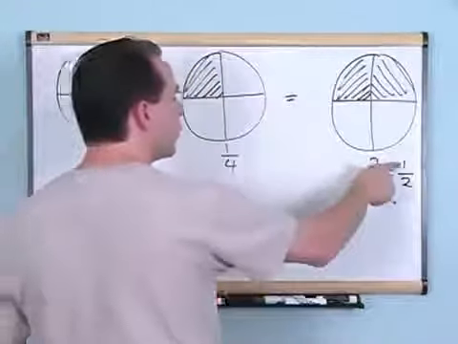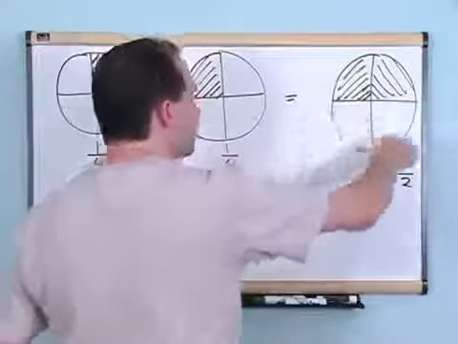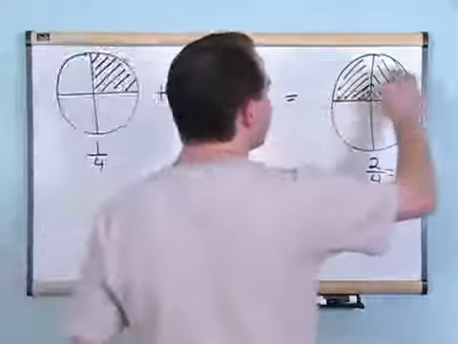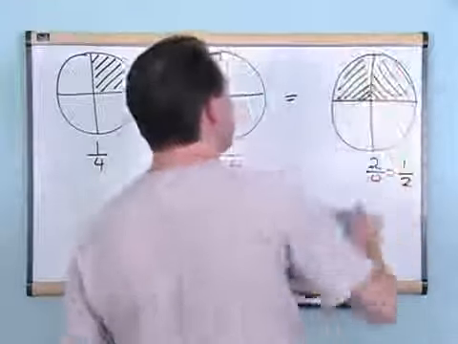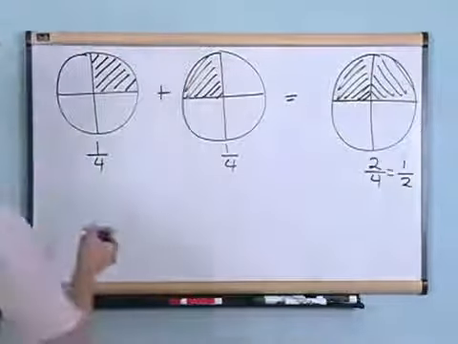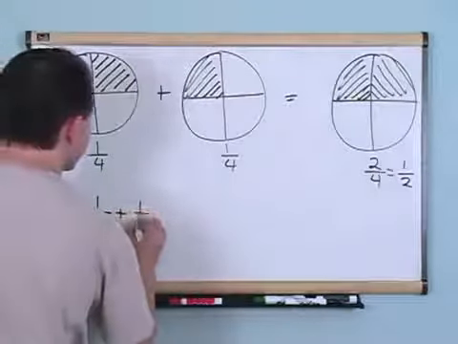2 divided by 2 is 1. 4 divided by 2 is 2. So this is 1/2. And doesn't this look a whole lot like 1/2? Because here, if I were to divide the pie like this, this is half the pie, and this is half the pie. Okay? So, using the math, 1/4 plus 1/4.